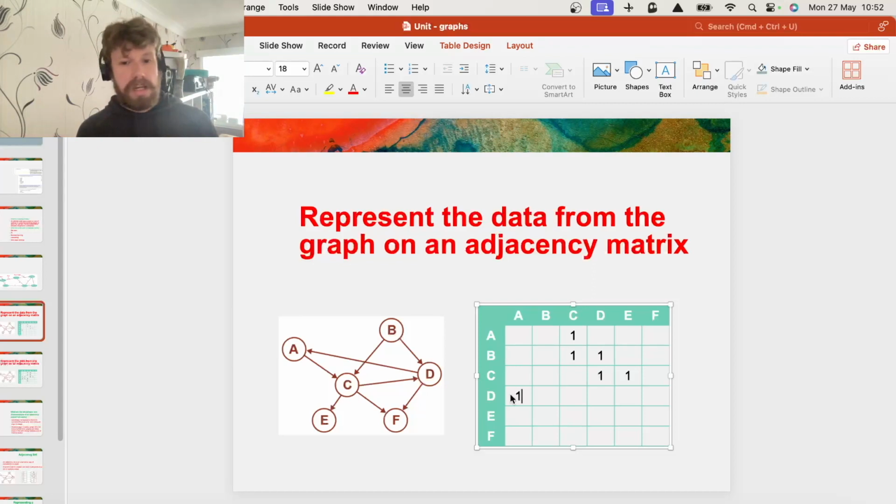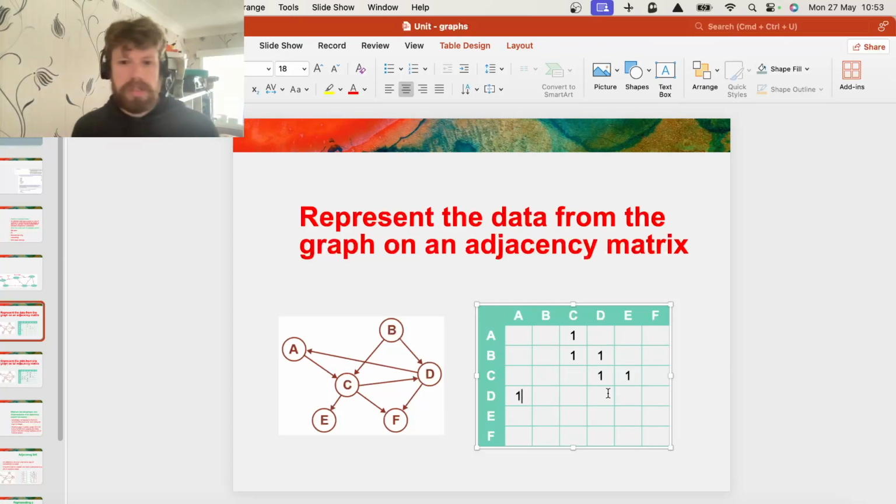So as you can see, I've been going through D to A, D to A, not A to D. Okay, so D to A, so the 1 goes there. A mistake which people are going to make is they're going to put that up there. Do not do that if it's a directed one like this. And then we've just gone through the rest of them.